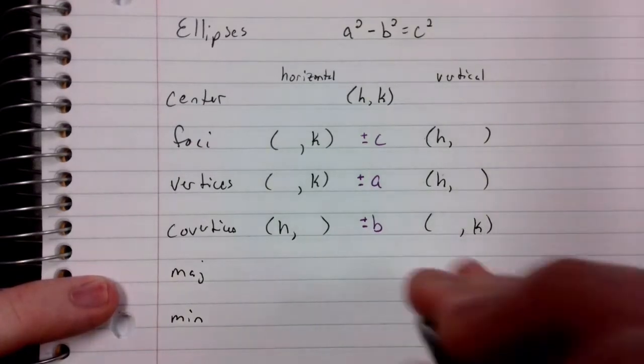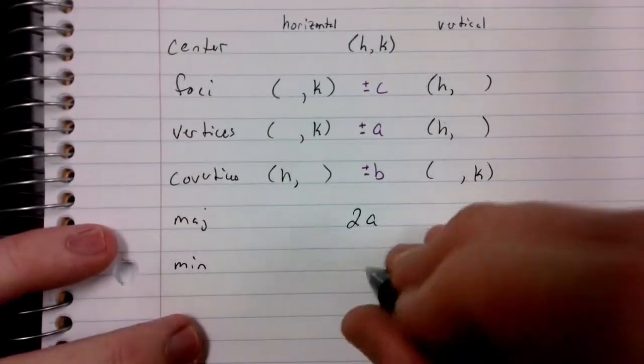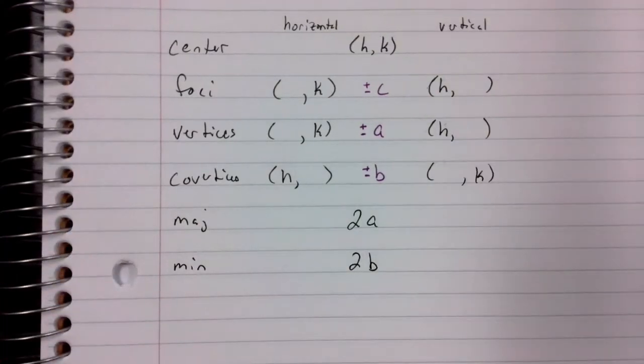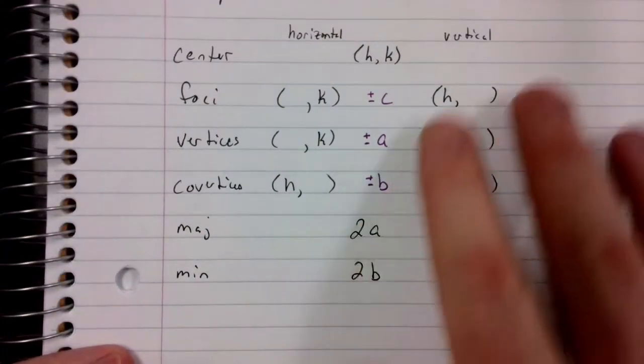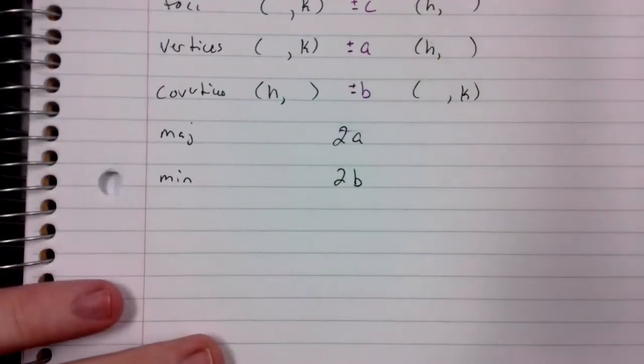And then finally, my major axis is always going to be 2a. So whatever a is, I double it, and my minor axis is always going to be 2b. Okay? So this is kind of an overview of how ellipses behave. All right, let's go ahead and see it in practice by doing an example.